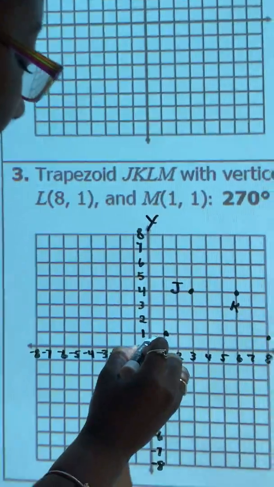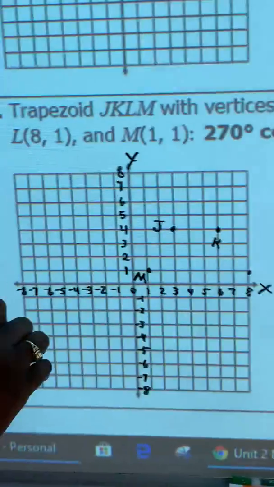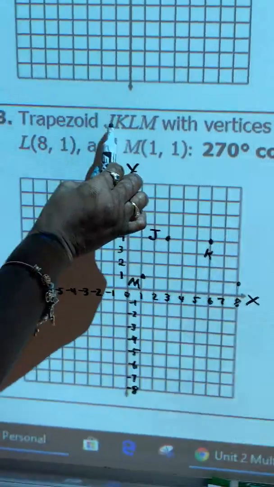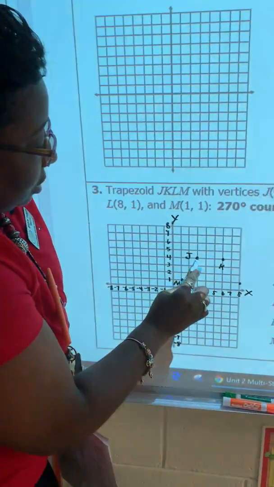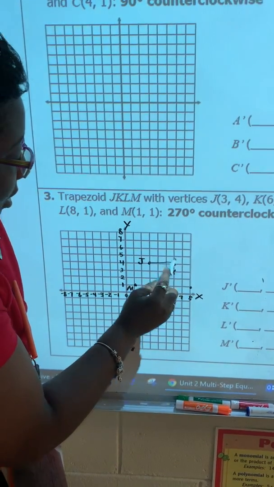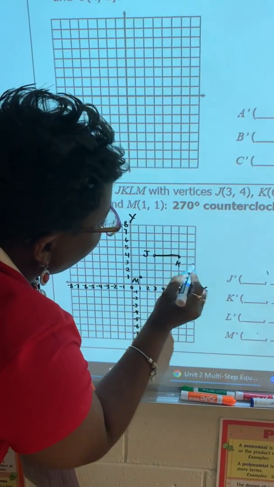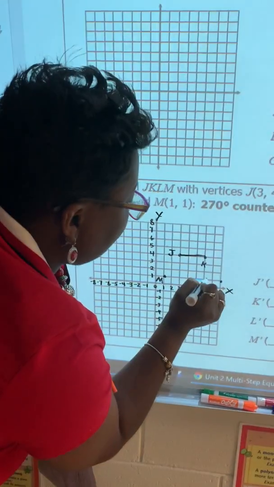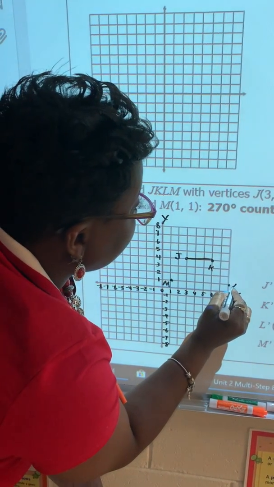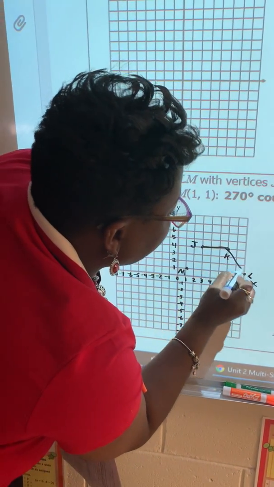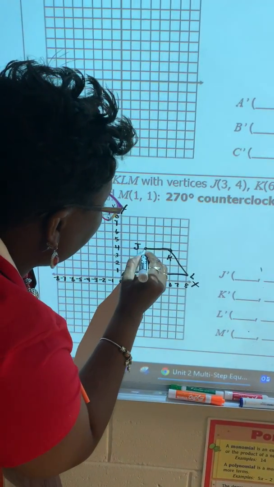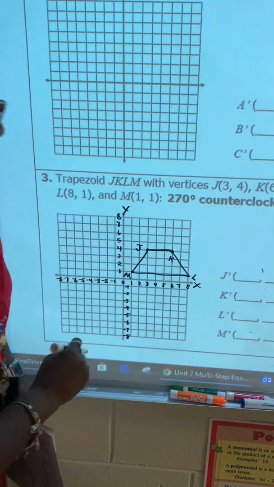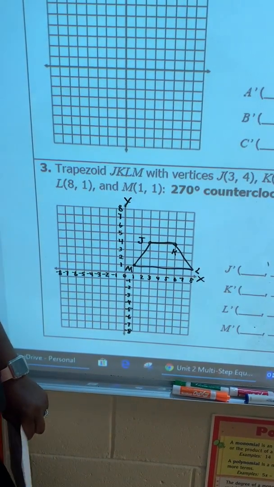And I label. Okay, we're going to connect the plots in this same order. Start with J, move to K, L, and M. So it's J, K, and this is L. Forgot to label it. And M, and then go back up to J. So there we have a trapezoid.